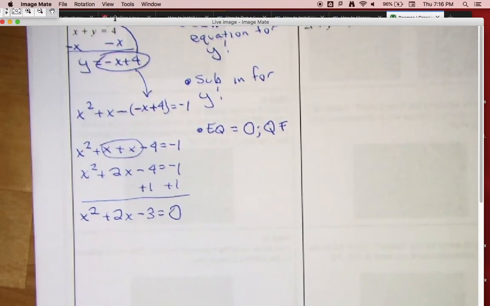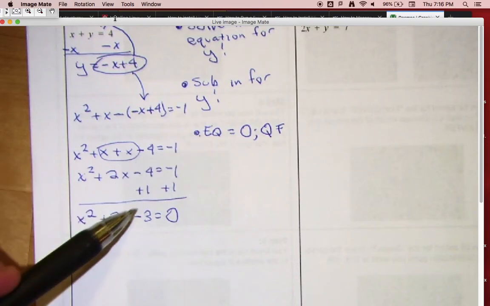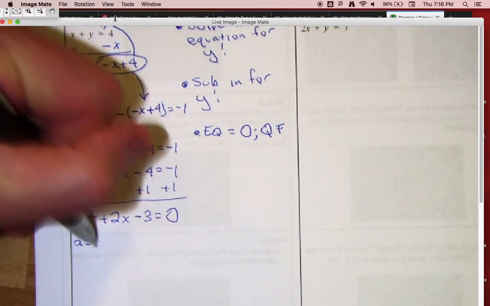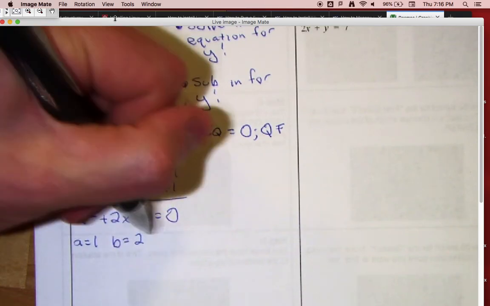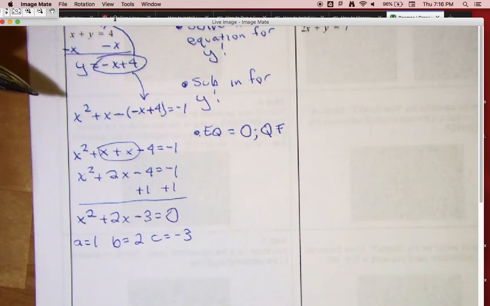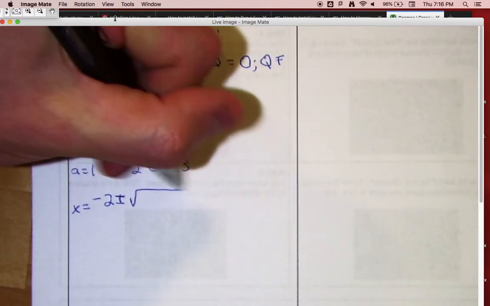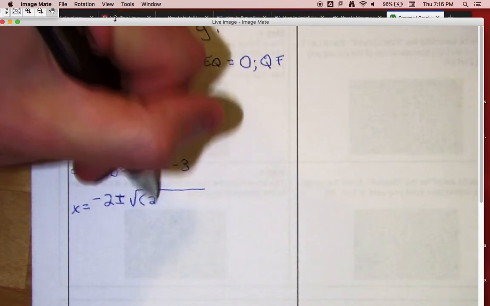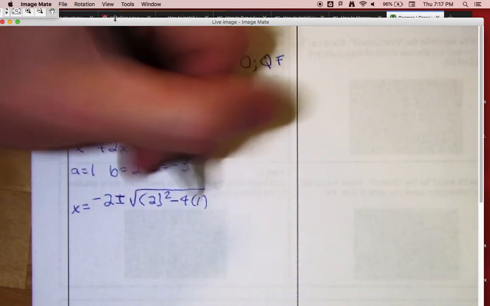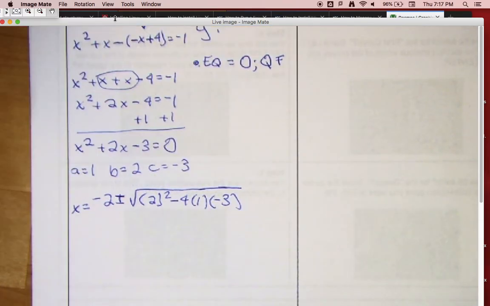Okay? Now we want to do the quadratic formula. So equation equal to 0, quadratic formula right here. So we have a equals 1, b equals 2, c equals -3. And we do the quadratic formula. X equals the square root of b squared, 2 squared, minus 4 times a, which is 1, times c, which is -3.